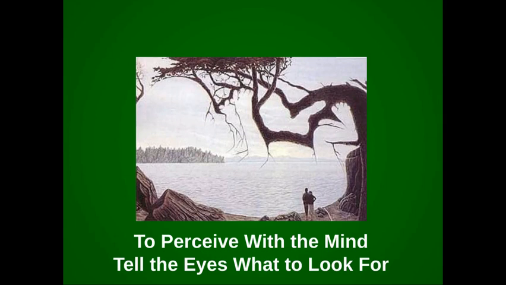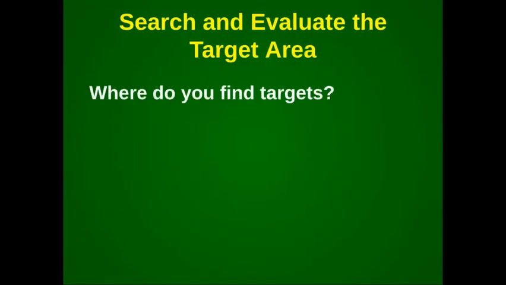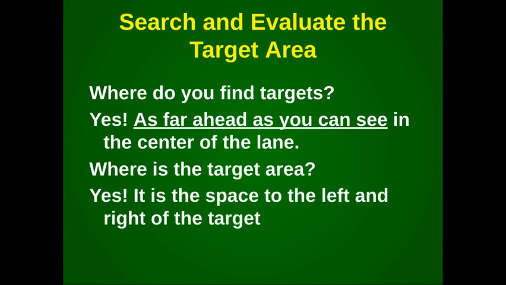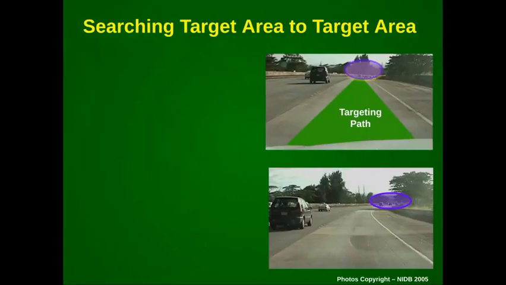Let's do a review of searching target area to target area. So where do you find targets? As far ahead as you can see, and that's an important concept. The target is as far out as you can see. The target area is the left and right to the space of the target, so that also is as far out as you can see.